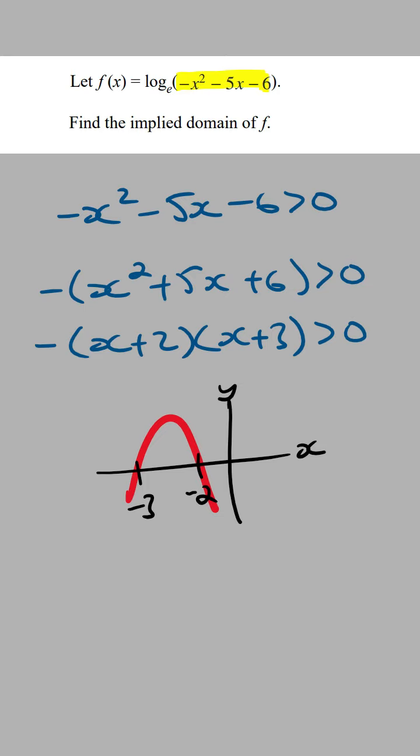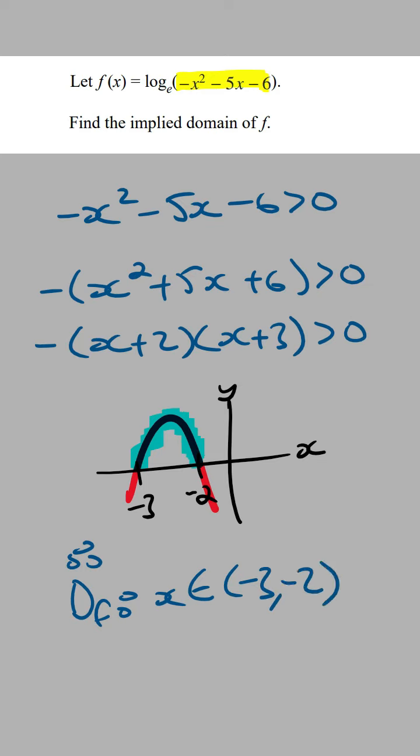And now looking at the graph, the x values where this curve is above the x-axis or larger than 0 is for x values between minus 3 and minus 2, and we're not going to include minus 3 and minus 2. And so therefore, the domain of the function f is going to be for x values from minus 3 to minus 2, where both ends are not inclusive.